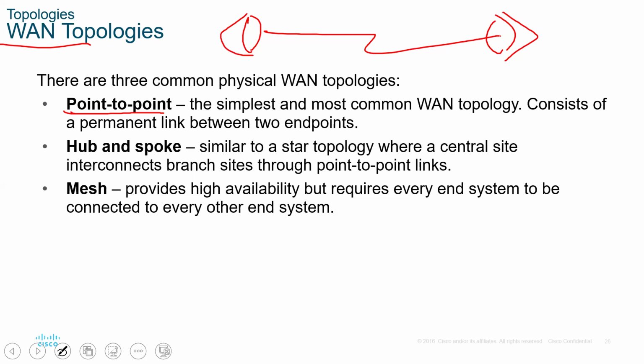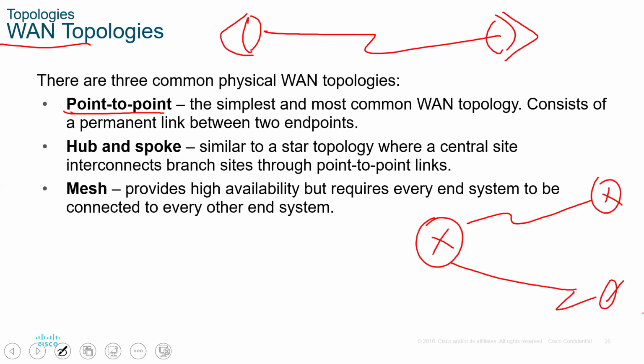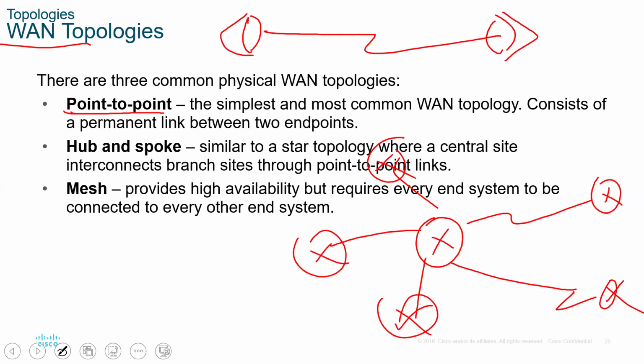Then you have what they call the hub and spoke topology. It's similar to a star topology where a central site interconnects branches through point to point. Okay. And the hub and spoke is what we call point to multi-point. So maybe you have a particular router, and that router is connected to another router, connected to another router in another location, connected to another one, and so on and so forth. So this is like a hub and spoke.